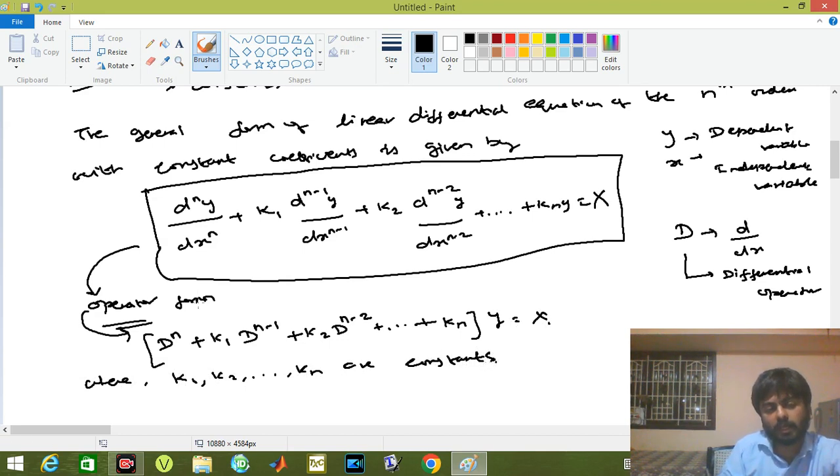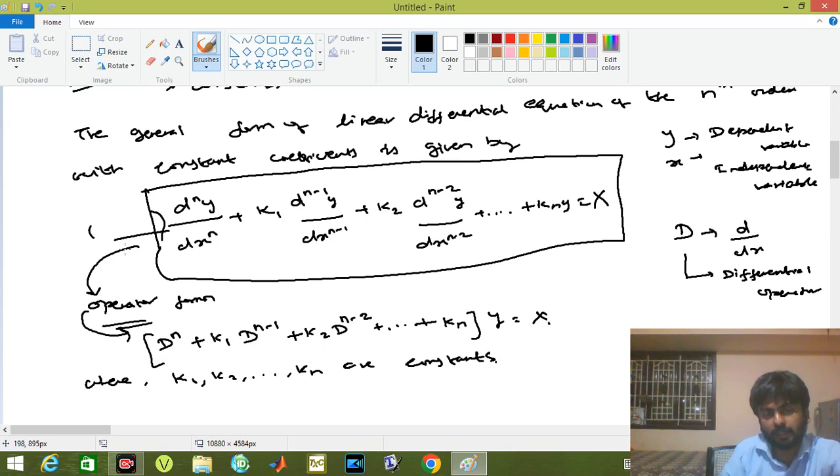So here you are not having any coefficients for the higher power. If you have any coefficients, that is not a constant coefficient. If you have any variable coefficients, that is any functions of x, you will get Cauchy-Euler type of equations or the Legendre type of equations. Okay, so we will discuss them in future.